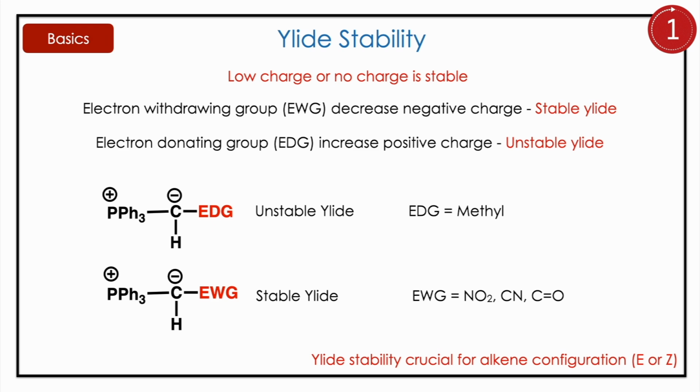Here, why we are discussing this, because Ylide stability is crucial for the alkene formation, which is our product. We should see whether it is E or Z. Through the Ylide stability, we can see whether E alkene or Z alkene will form, basically a stereoselectivity decided by Ylide stability.